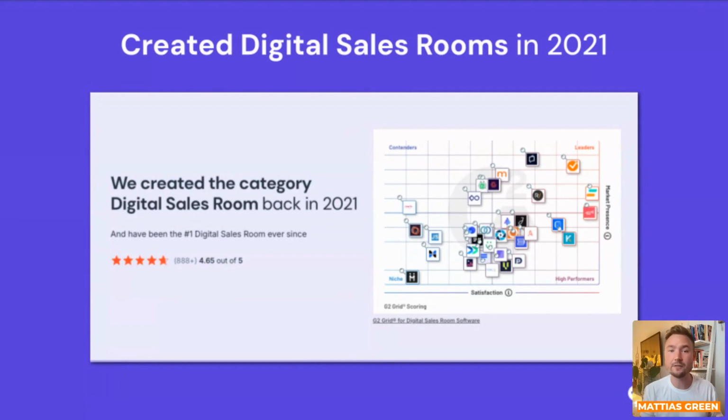GetAccept, along with a few others, created the category of digital sales rooms back in 2021. Now, this happened together with Gartner, where they started to create the category. So it's now there. But back in 2021, before this, it wasn't there at all. We would try to be put into sales engagement or sales proposal, and we never really felt like we were in the right category by ourselves. And finally, the digital sales room category was created.